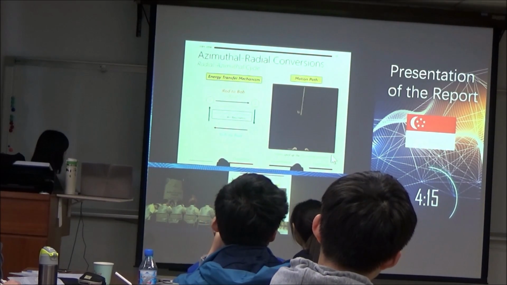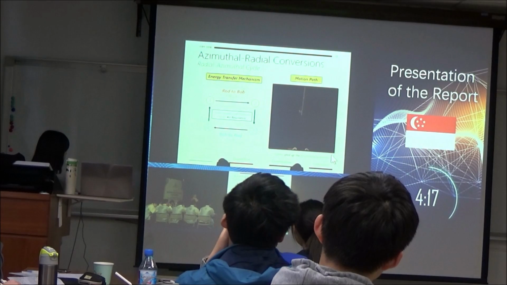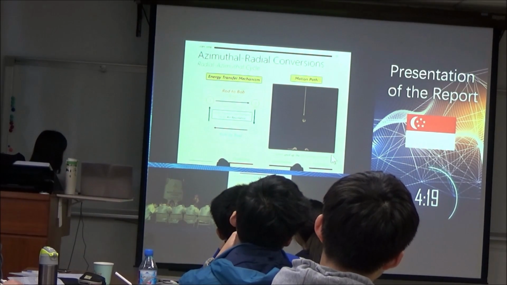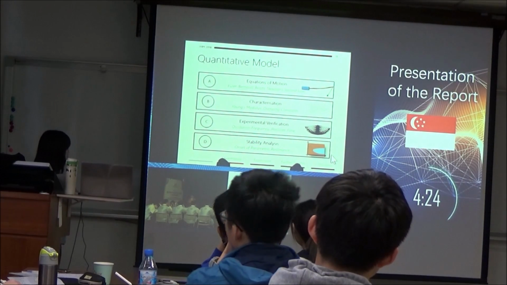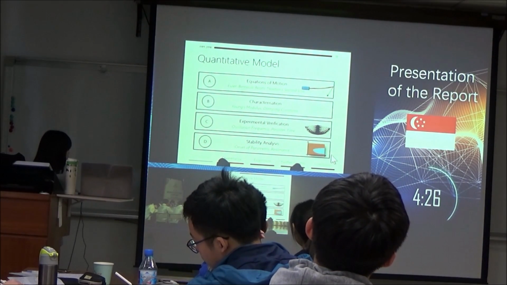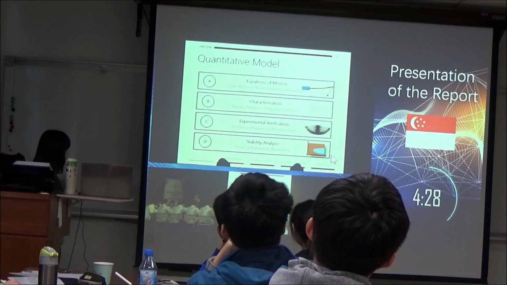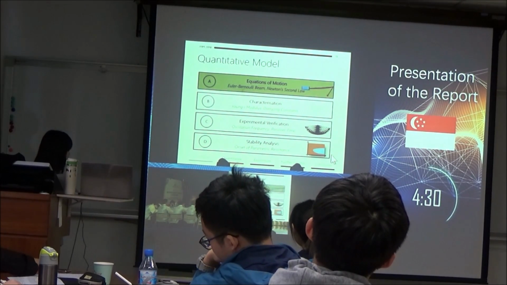This extracts energy out of the rod, and this cycle repeats, and the whole system is damped out by air resistance. Now, let us move on to a quantitative model. We start with the equations of motion, followed by a characterization, and then experimental verification.